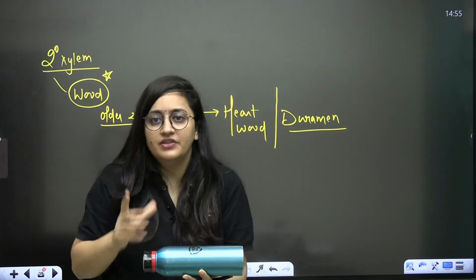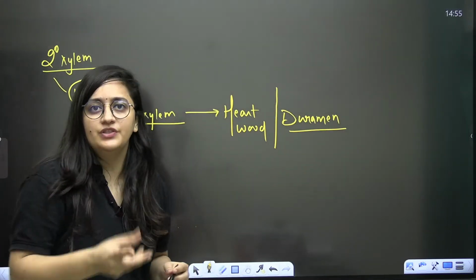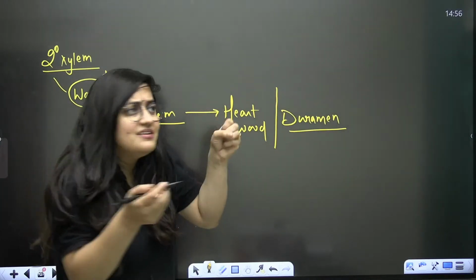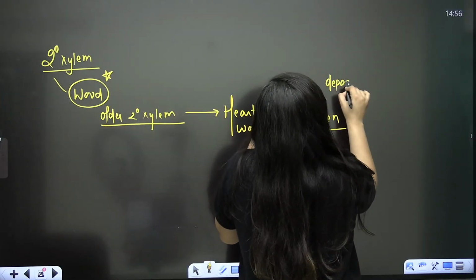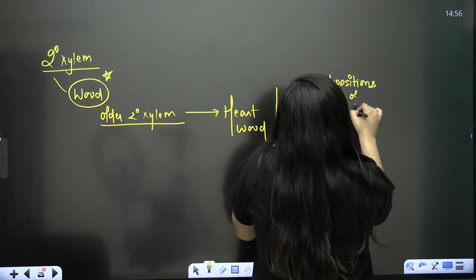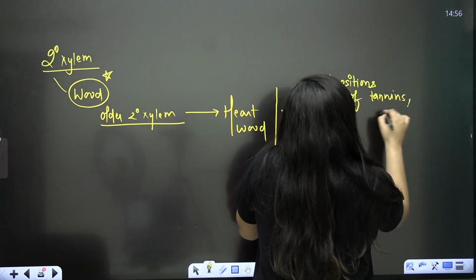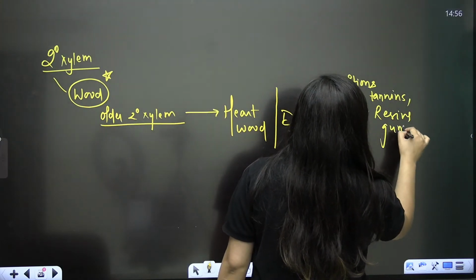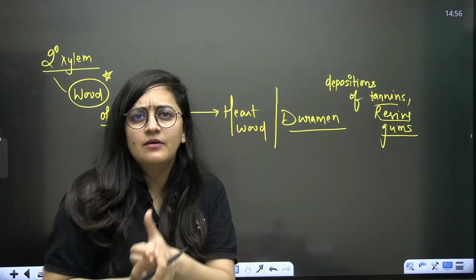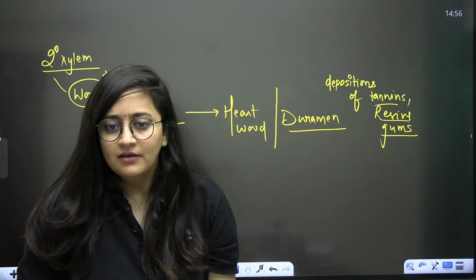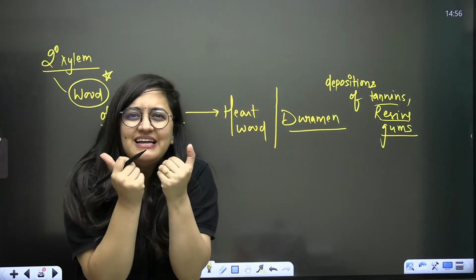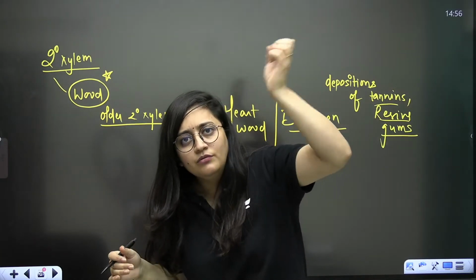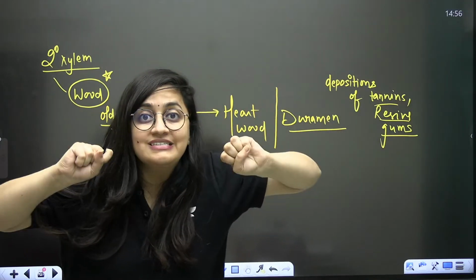It will become darker with time. Do you know that? It will come in the center and become darker with time. Why? Because there will be depositions of tannins, gums, resins, and all of these things will get deposited there in the xylem elements, in their lumens, because that is the older secondary xylem. Newer is also getting added, so the depositions will be there. Because of those depositions, its color will become darker.